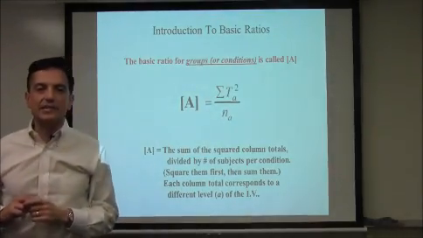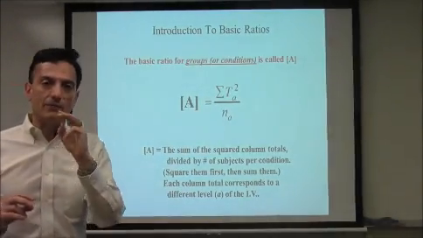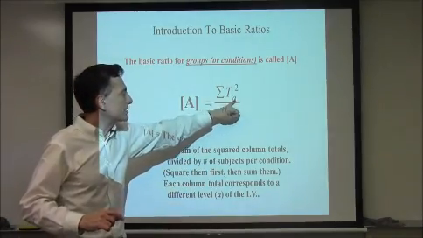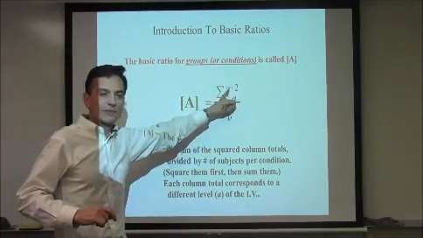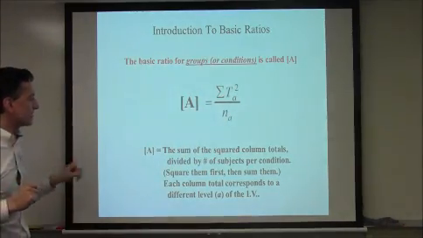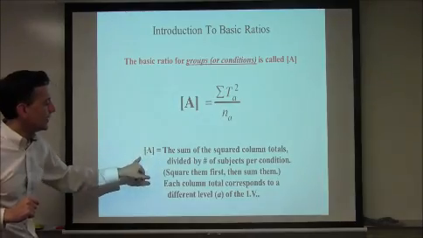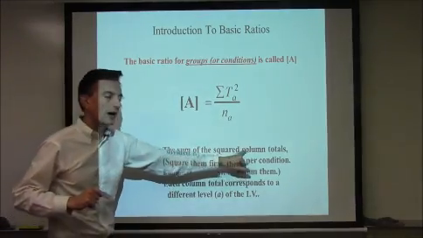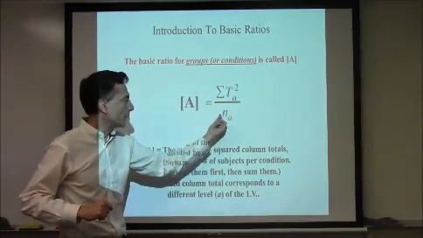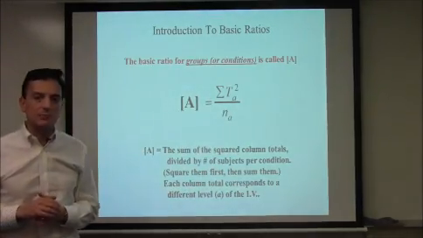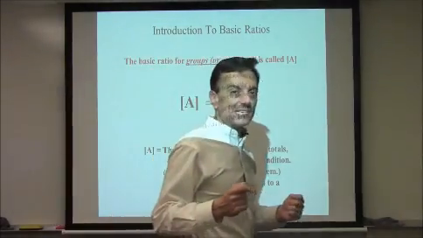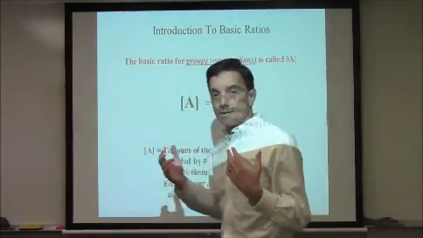The conditions here are signified by the lowercase a. So if we have a equals 3, then we have three different conditions, and we'll do this once for the first condition, once for the second condition, once for the third condition. Each of those conditions would be a different group in this case. So here we are, the basic ratio A is equal to the sum of the squared column totals divided by the number of subjects per condition. The lowercase n would be the number of subjects per condition, and here we're using a simplifying assumption that we have the same number of participants in each of our conditions.